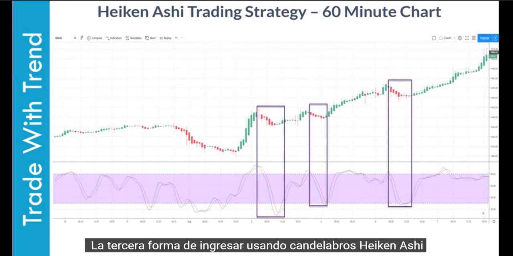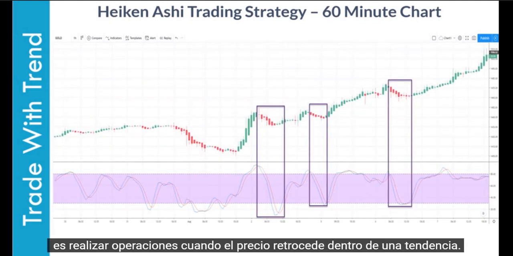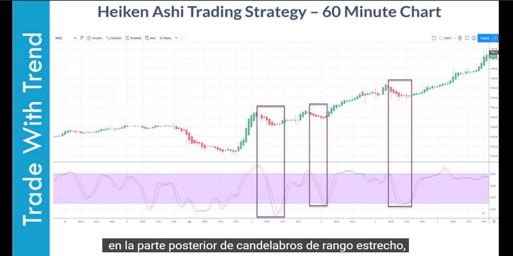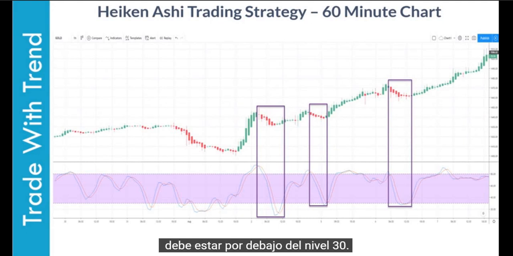The third way to enter using Icon-SE candlesticks is to take trades when price retraces back within a trend. For identifying valid retracements, there are two conditions that you need to check. Number one, retracement needs to happen on back of narrow range candlesticks, and number two, stochastic indicator needs to be below the 30 level.